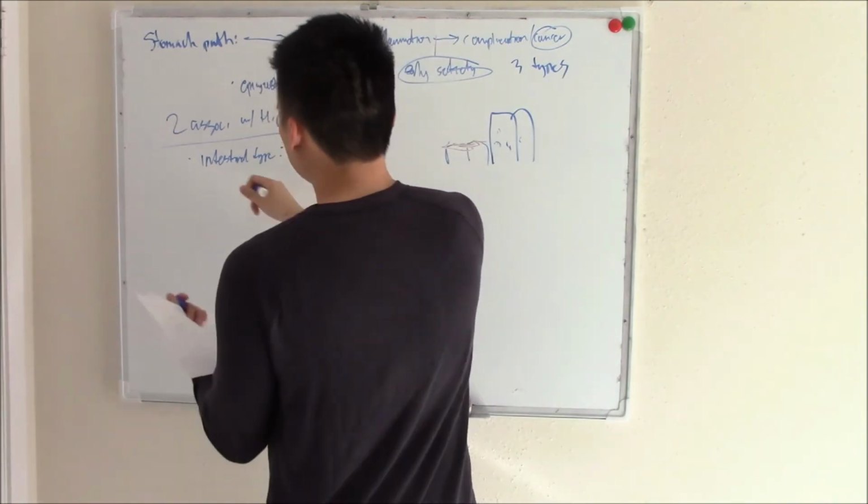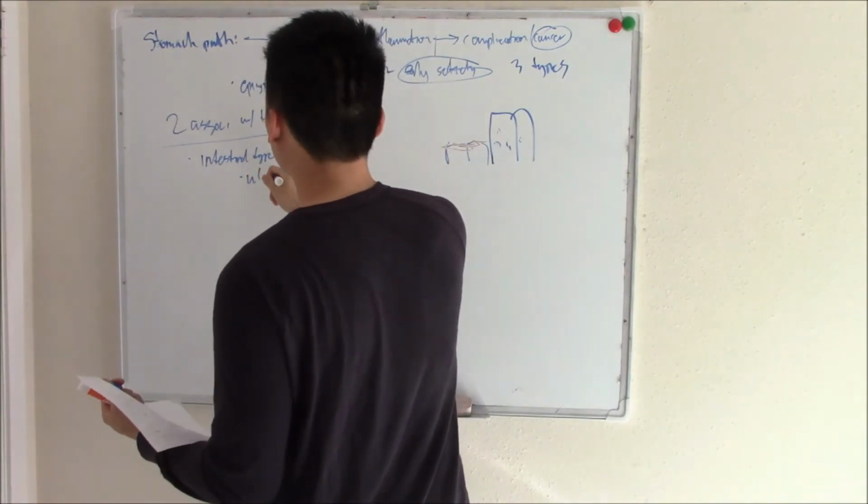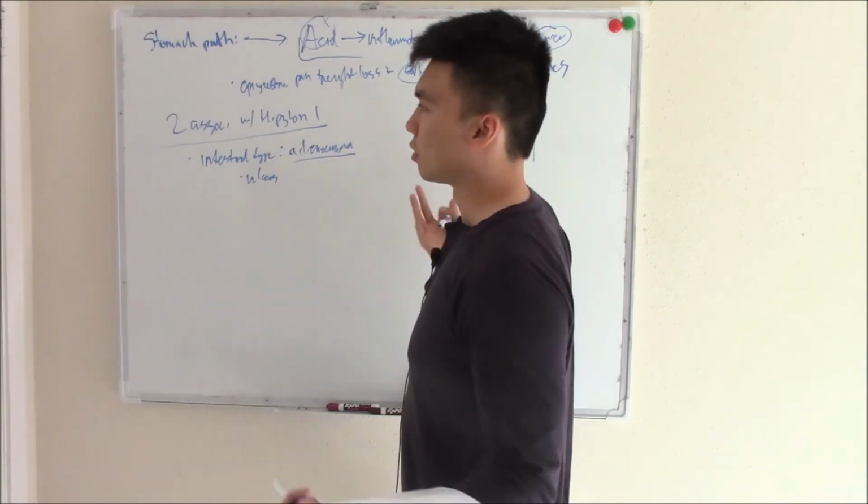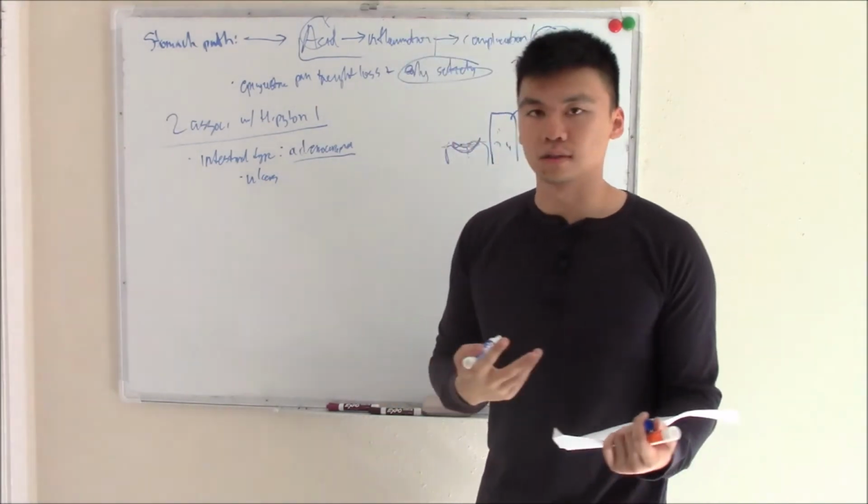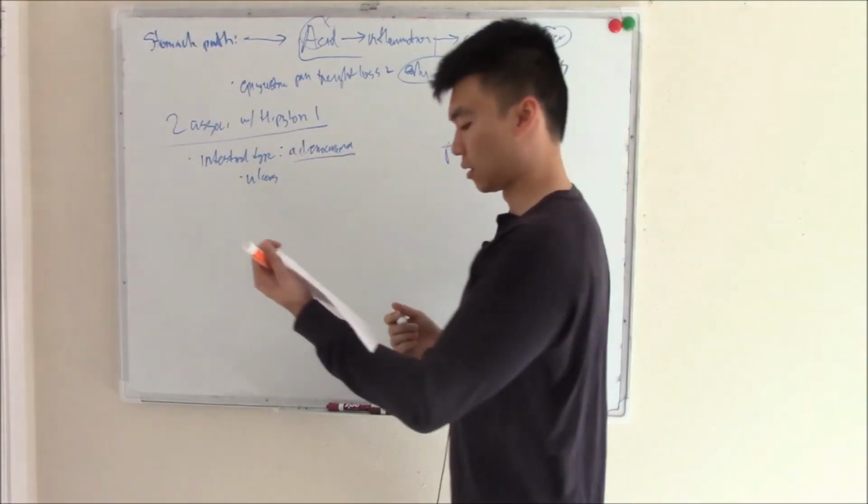Now, what does it look like? You can't really tell the difference between this and just regular ulcers. It looks just like an ulcer. All right, so you have to biopsy all ulcers to make sure they're not intestinal type adenocarcinoma.